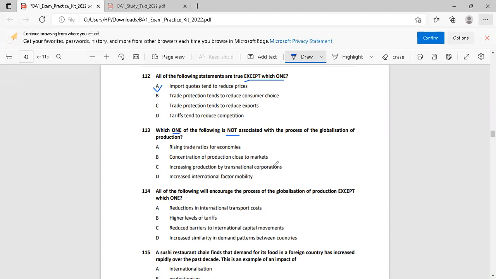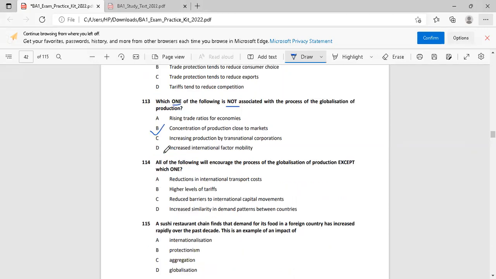Increased production by transnationals, they can join as a strategic alliance or merge. So this is also correct. Increased international factor mobility. So factor mobility is also correct. So we have to go with B, concentration of production close to markets. It's not close to markets, it is close to the availability of factors of production. That's why industries are relocated not close to the market, but close to the availability of resources.